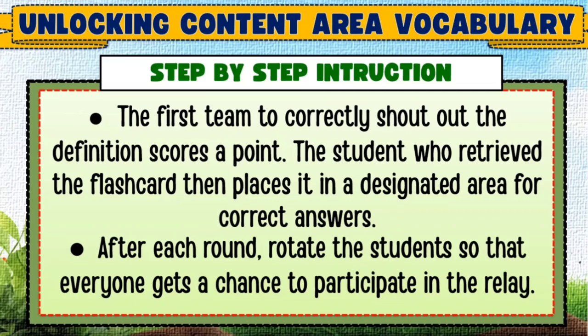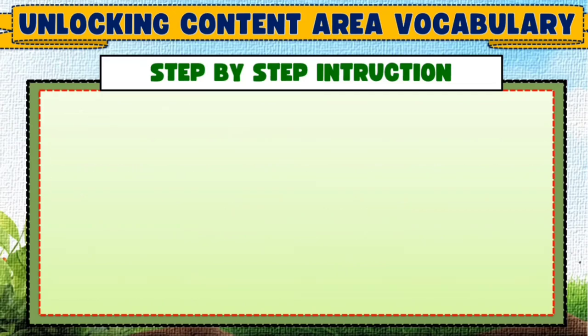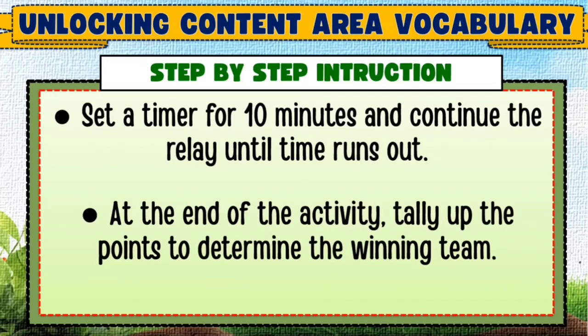The student who retrieved the flashcard then places it in the designated area for correct answers. After each round, rotate the students so that everyone gets a chance to participate in the relay. Set a timer for 10 minutes and continue the relay until time runs out. At the end of the activity, tally up the points to determine the winning team.